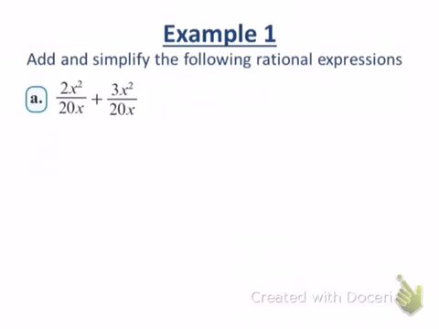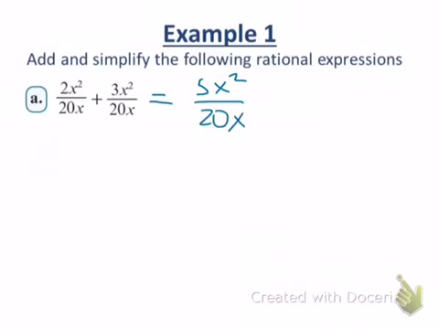Do we have like denominators here? Yes, we do. That's good. We don't have to do anything to make the denominators the same. So how do you add fractional expressions that have the same denominator? You add the numerators and you leave the denominator alone. We can add these because 2x squared and 3x squared are like terms, and we get 5x squared over 20x.